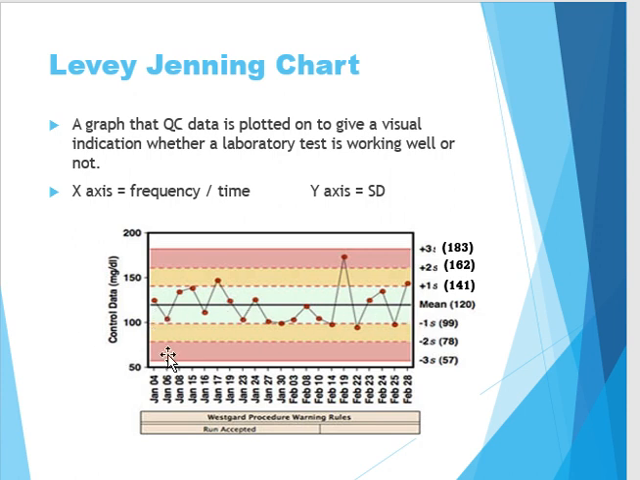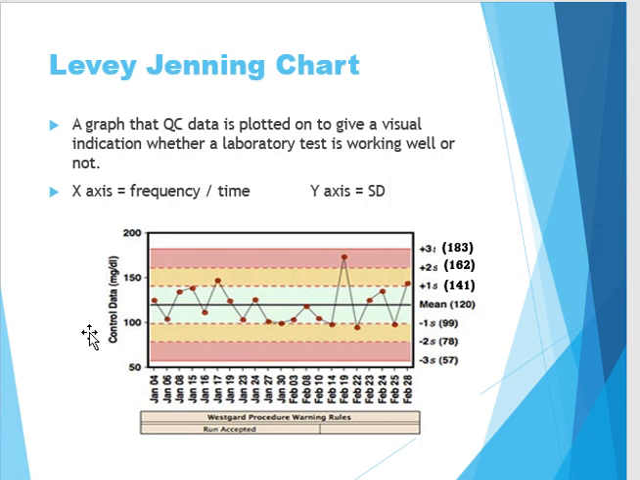The x-axis represents frequency or time, and the y-axis represents the SD, that is, how far the QC is from the target value. So the y-axis consists of the mean and 1, 2, 3 plus SD and 1, 2, 3 minus SD. It can also be stated as the actual concentration value corresponding to the mean and 1, 2 and 3 SD. So the y-axis shows the deviation of daily QC from the mean or target value.